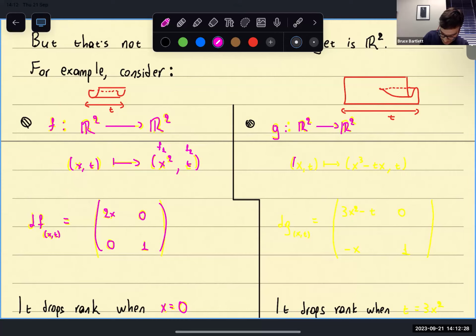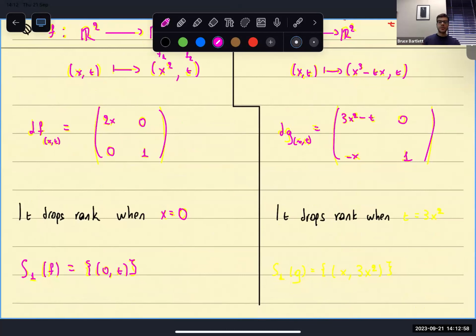This is map G, and it sends (x, t) to (x cubed minus tx, t). So what's the differential of this map? That's going to be 3x squared minus t, minus x, 0 and 1. Okay. So this differential is going to now drop rank at all points when this here is 0. So it's going to drop rank at all points in the plane where t equals 3x squared.